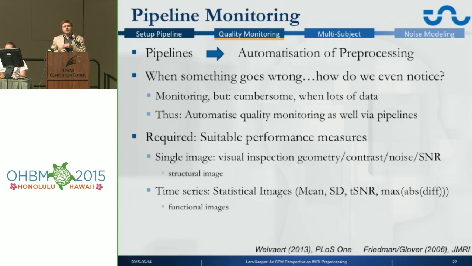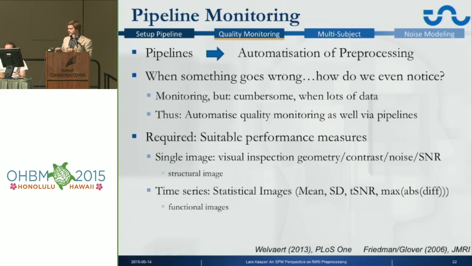I mean, for a single image, it's really easy to say a structural image is good if it shows a lot of detail, if there's no noise in the image, good contrast, and the geometry has a high fidelity. For time series, it's not so easy to say what is a good time series. And there, what I propose here is to use different statistical images to assess the quality.